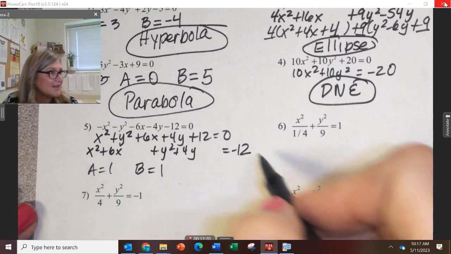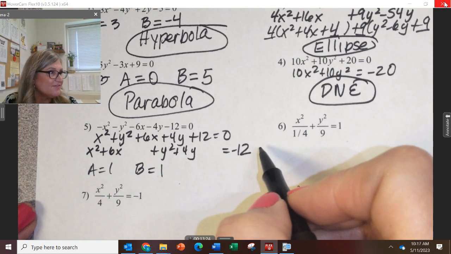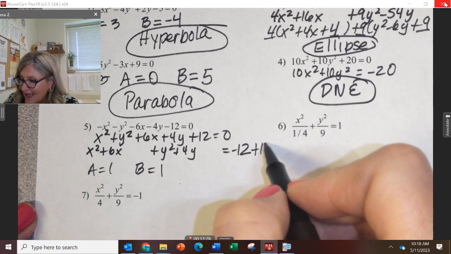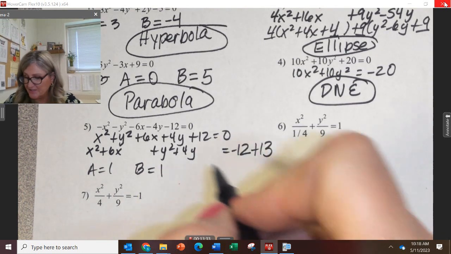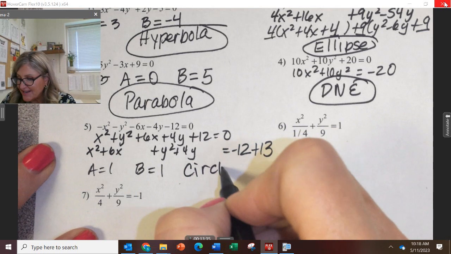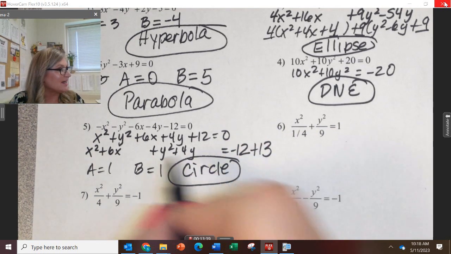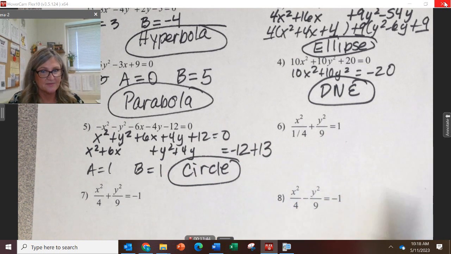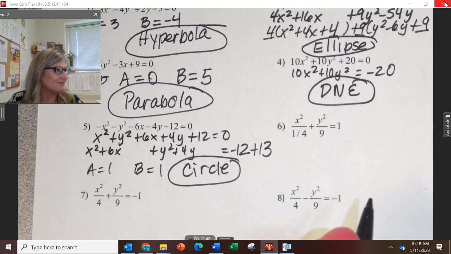In fact, how much are you going to end up adding? You got to make sure you're adding enough. Yeah, you'll be adding 13. Because we're adding just enough to make that positive, it is going to be a circle. But do you see how at the beginning you might be thinking, uh-oh, that's not going to be a circle. But you got to make sure you're going to add enough when you complete the square that we get a positive over there. All right, guys, think about number 6. This should take you all of about 15 seconds.